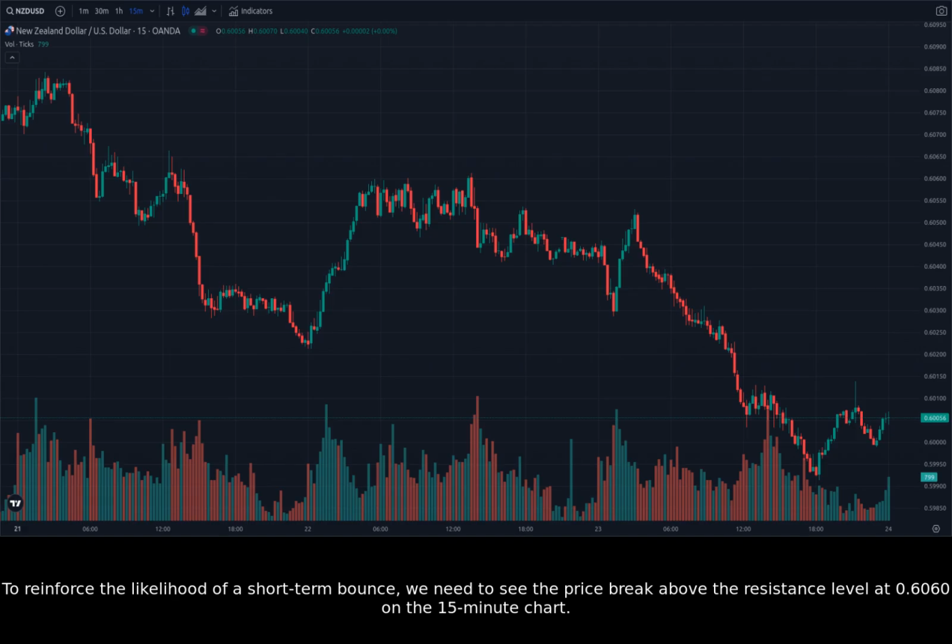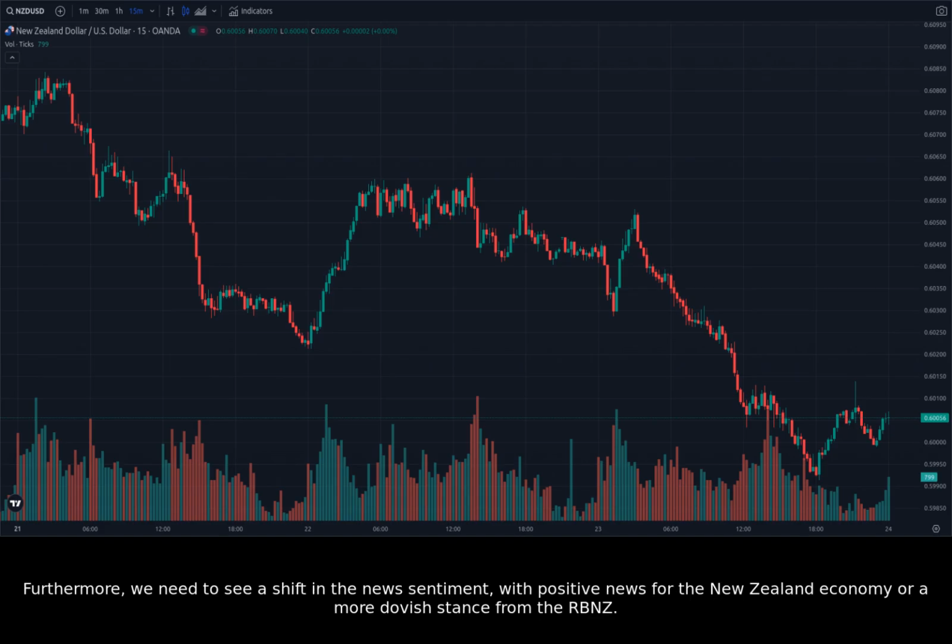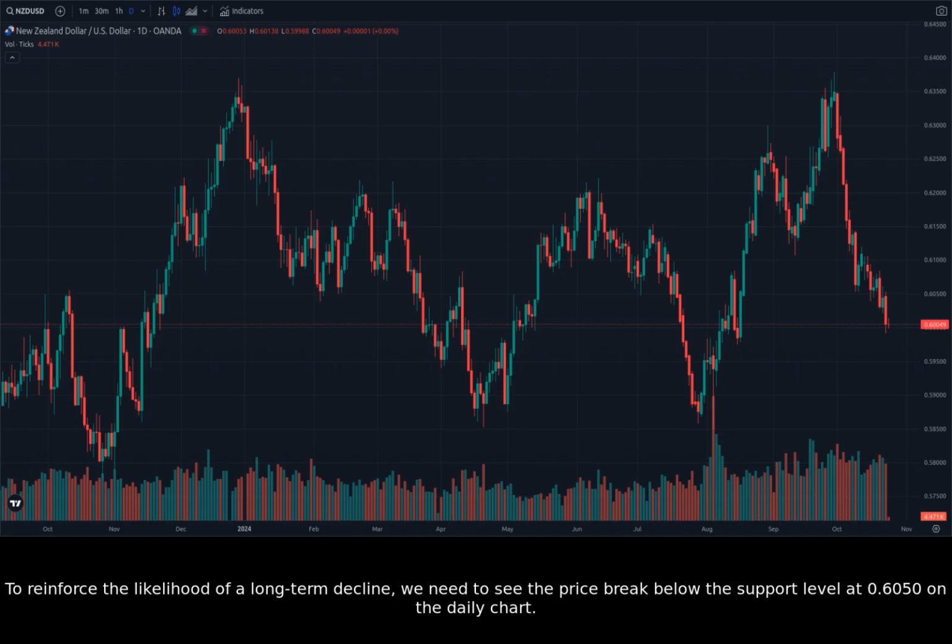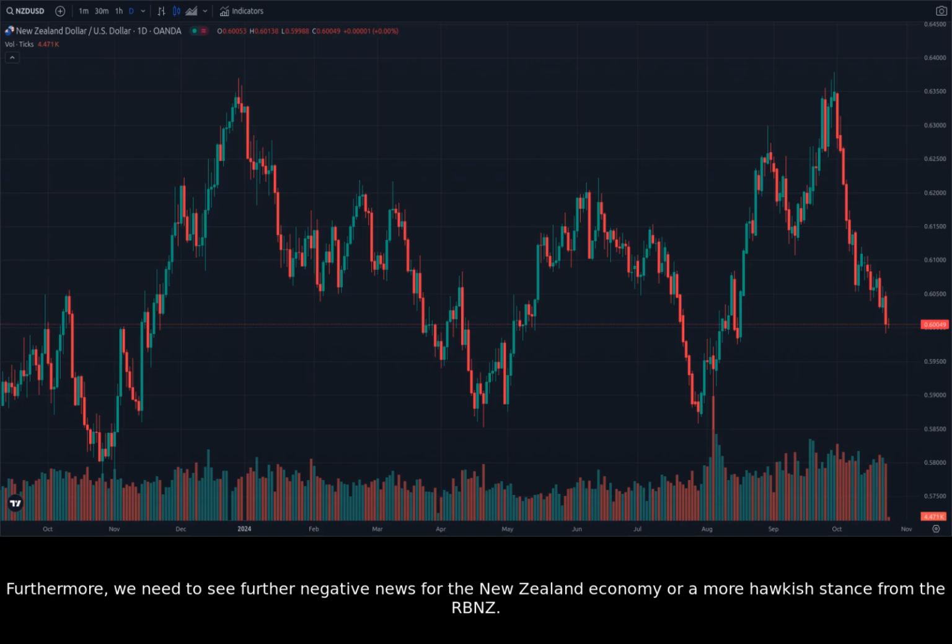To reinforce the likelihood of a short-term bounce, we need to see the price break above the resistance level at 0.6060 on the 15-minute chart. Furthermore, we need to see a shift in the news sentiment, with positive news for the New Zealand economy or a more dovish stance from the RBNZ. To reinforce the likelihood of a long-term decline, we need to see the price break below the support level at 0.6050 on the daily chart. Furthermore, we need to see further negative news for the New Zealand economy or a more hawkish stance from the RBNZ.